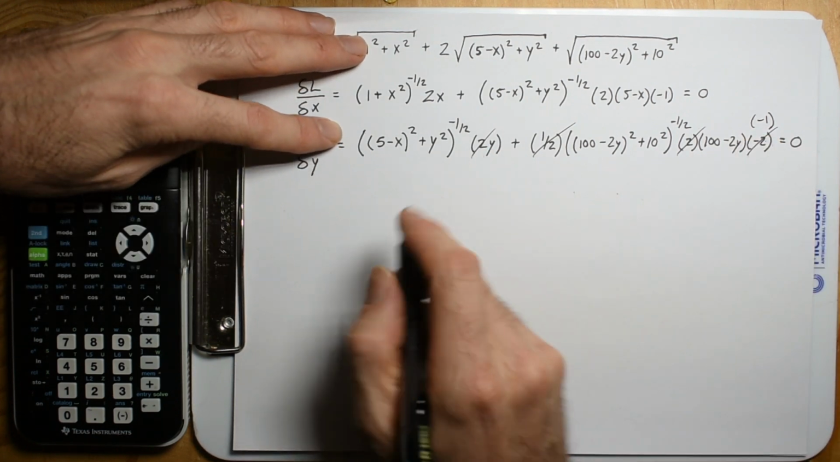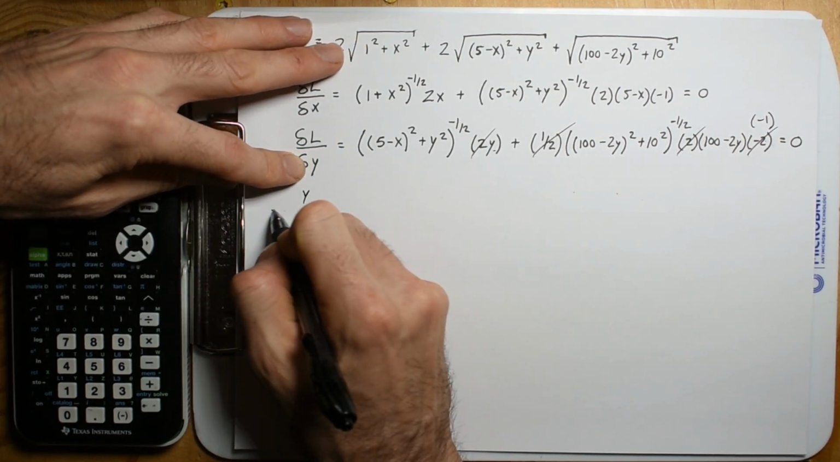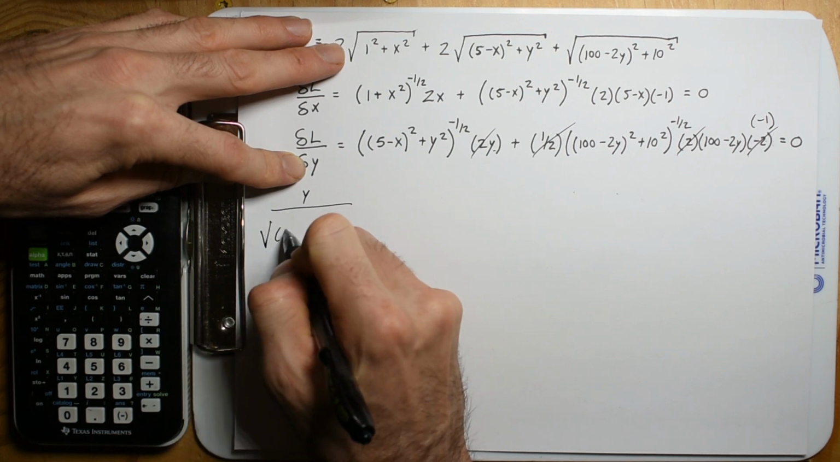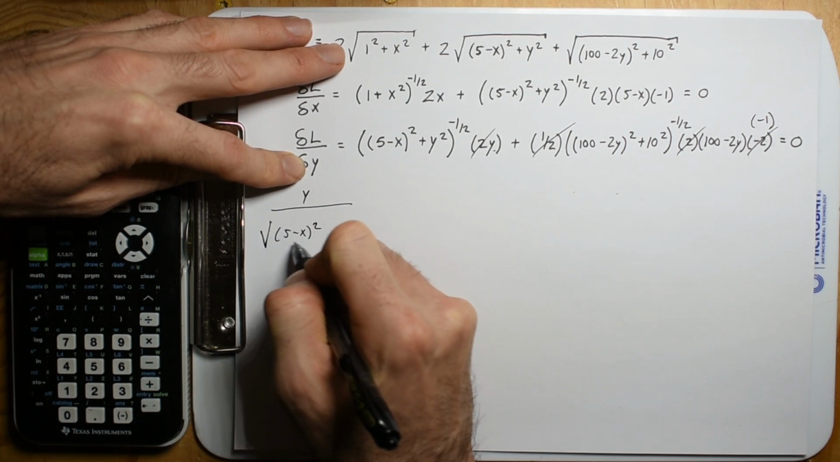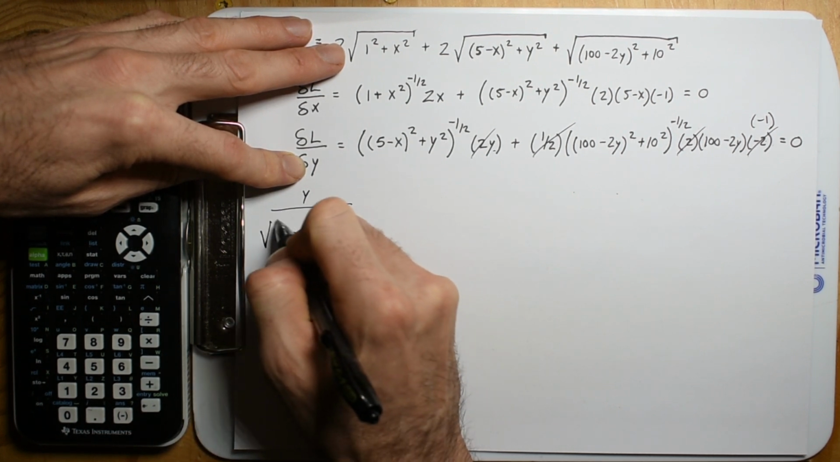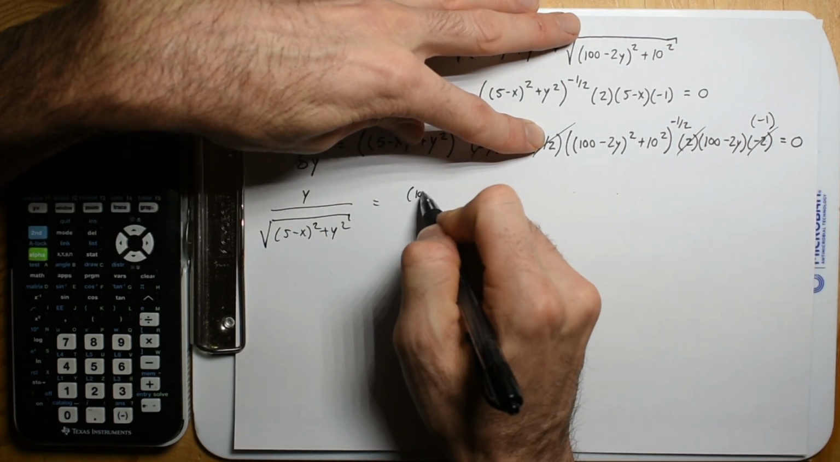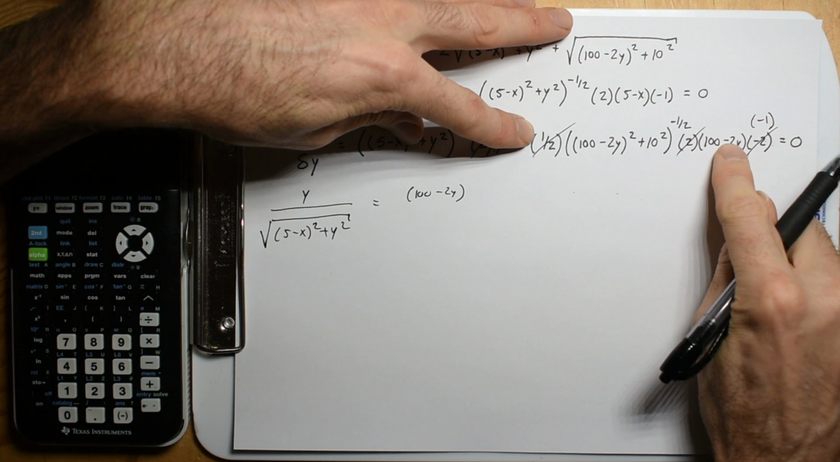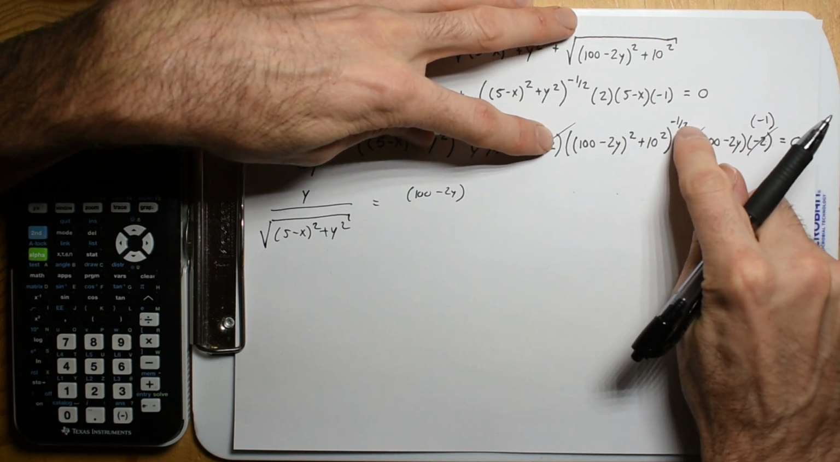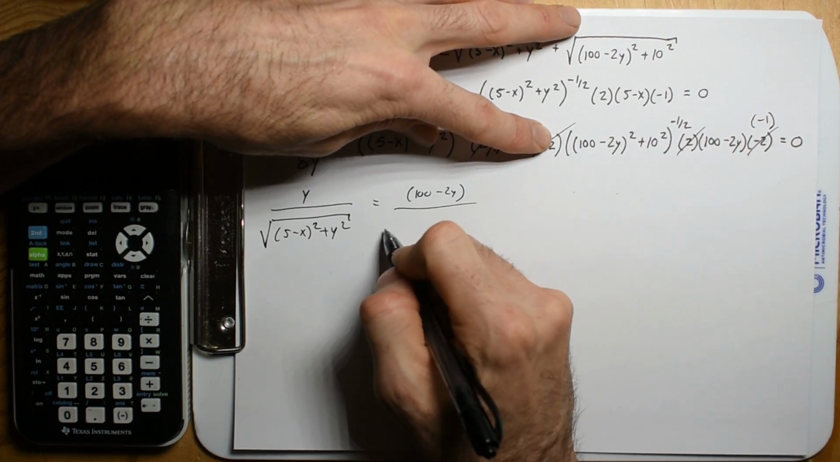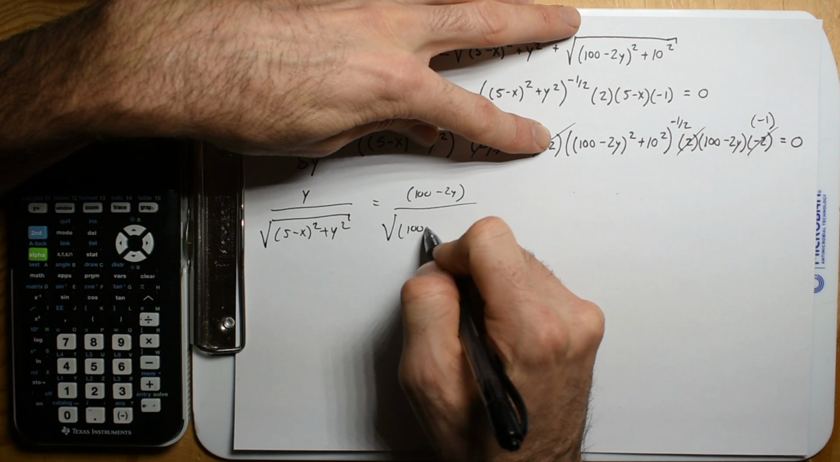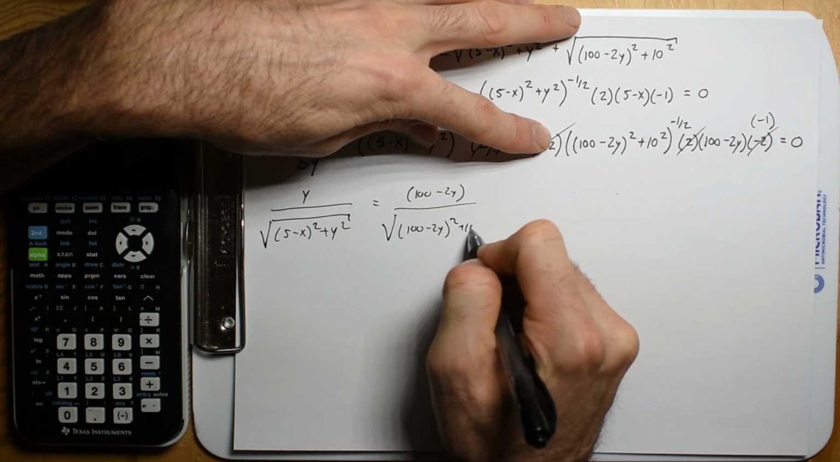I'm going to do that same process. We're going to do y and then do the square root downstairs: 5 minus x squared plus y squared. And this is going to be equal to, we have 100 minus 2y in the numerator. This is a square root in the denominator. So we have 100 minus 2y squared plus 10 squared.